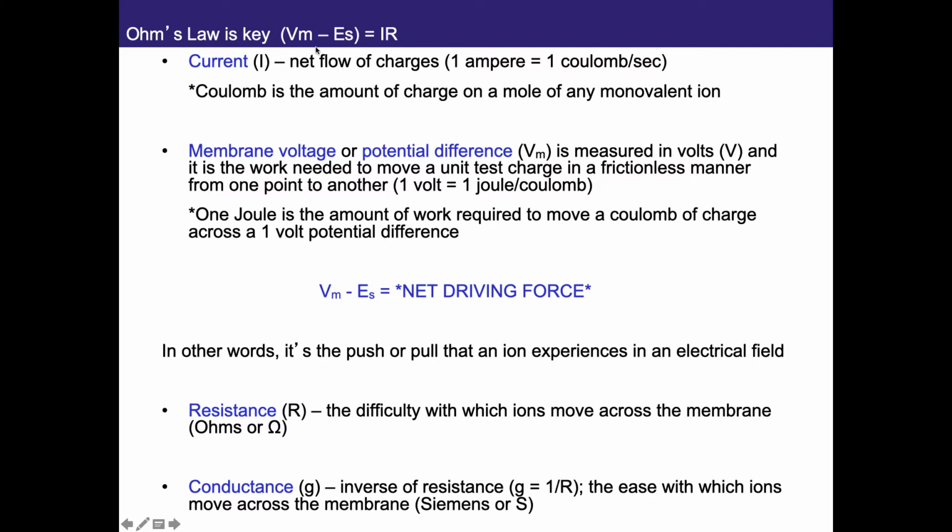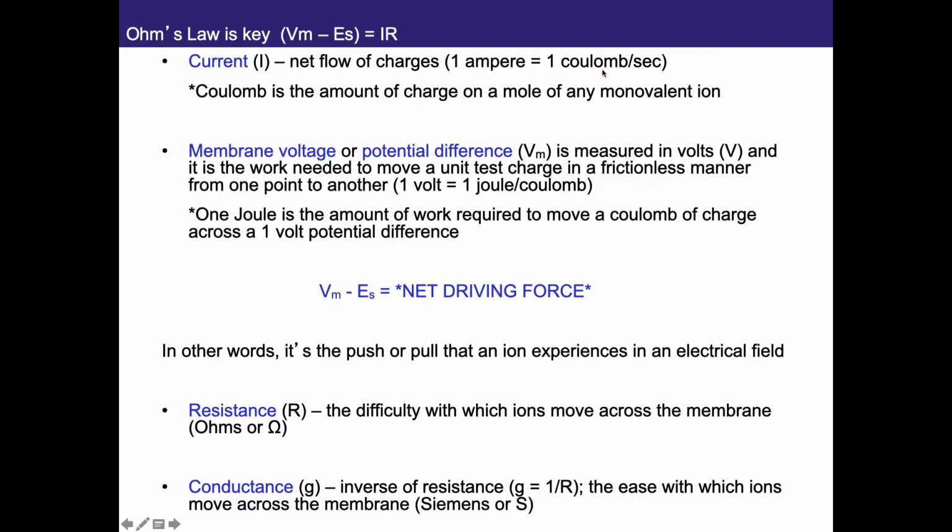Now we're going to define all of the different components. We're going to start off with I, or flow. Like I said before, current is usually depicted as a capital I, and is the net flow of charge. So you can think about those ions. Each one of them has one or two charges associated with it. As they move about, that flow of charge is going to be the current. So 1 ampere is equal to 1 coulomb per second. A coulomb is a unit of charge.